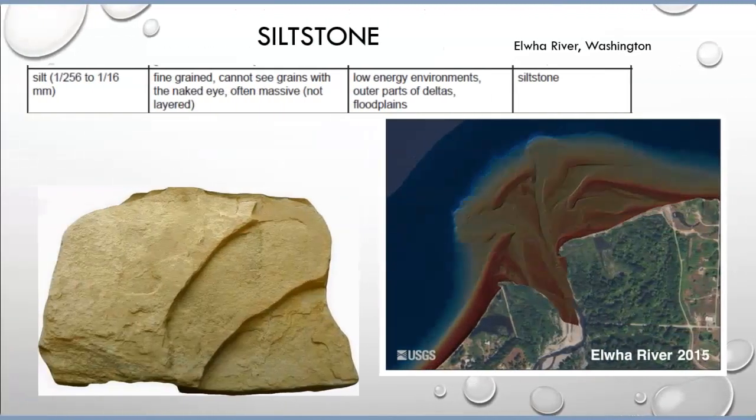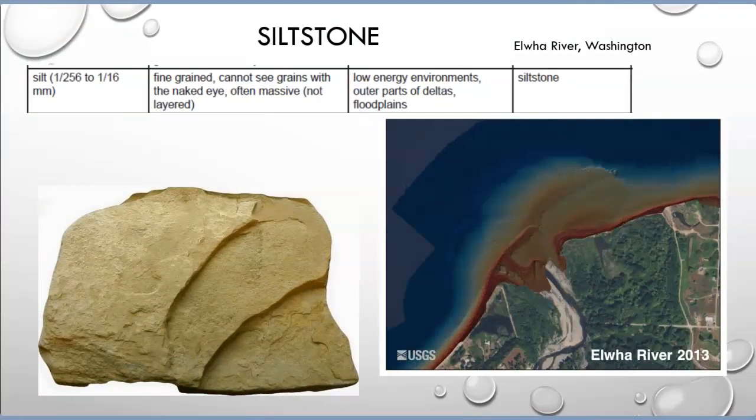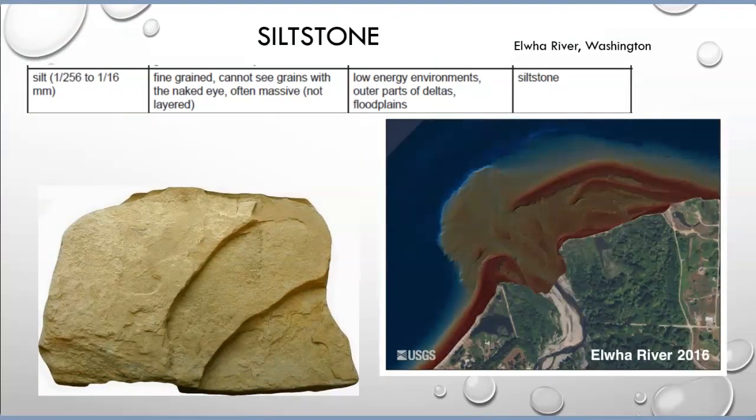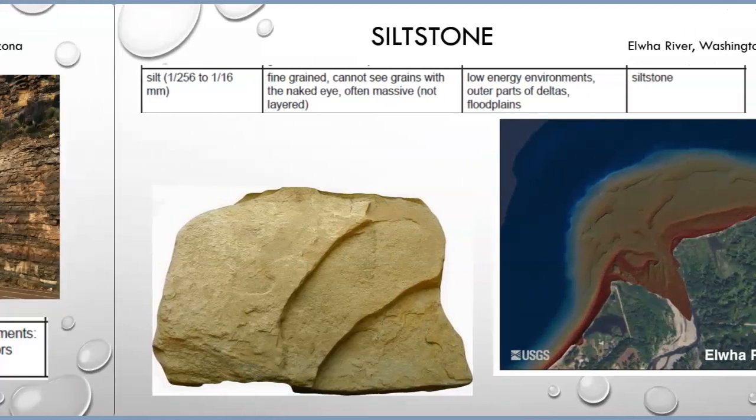Silt is a clast that is bigger than clay but smaller than sand. Silt lithifies to form siltstone. Silts are indicative of floodplains and the outer parts of deltas.